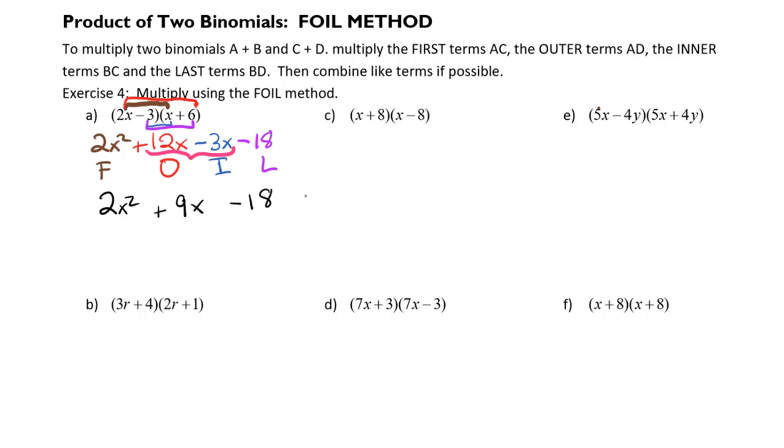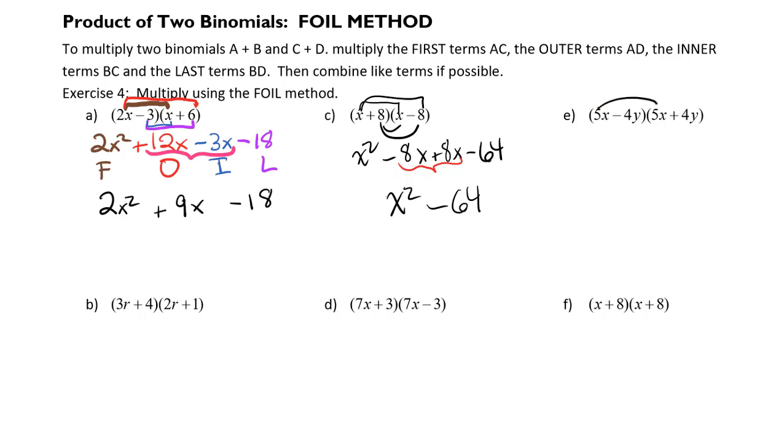So now let's try this again. If we have x plus 8 times x minus 8, we would have x squared minus 8x plus 8x times a negative, or plus a negative 64. 8 times 8 is 64. One's positive, one's negative. Notice the middle two terms add to 0, and our final answer is x squared minus 64.